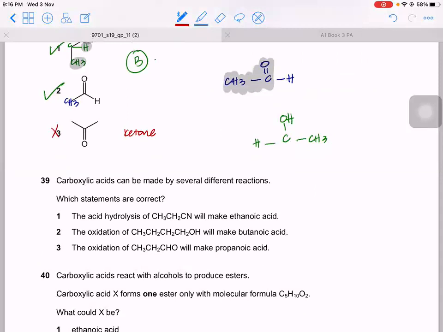39. Carboxylic acids can be made by several different reactions. By hydrolysis of nitrile, you can make ethanoic acid. No, you will make propanoic acid because you have 3 carbons. 1 is wrong. If 1 is wrong, answer is always C. From this, you can make butanoic acid. Yes, do you see primary alcohol can oxidize to give acid? And this is a 4-carbon acid. Oxidation of a 3-carbon aldehyde will give propanoic acid. True.